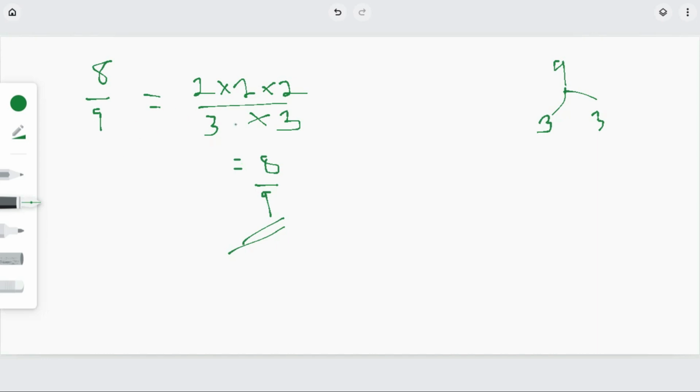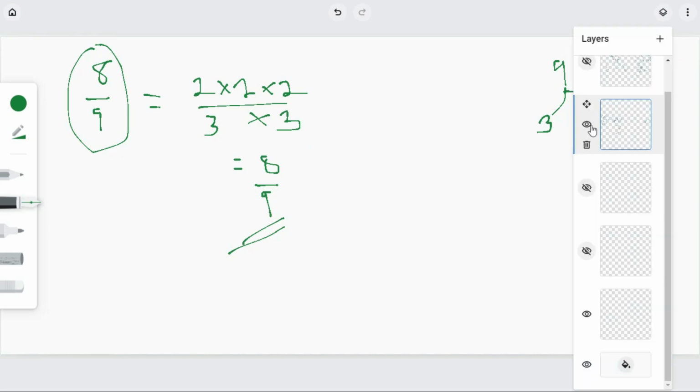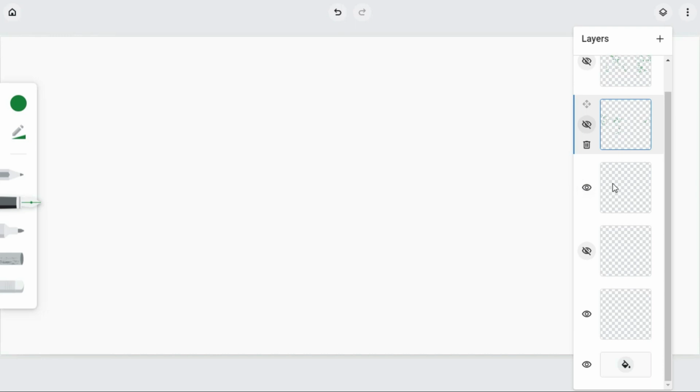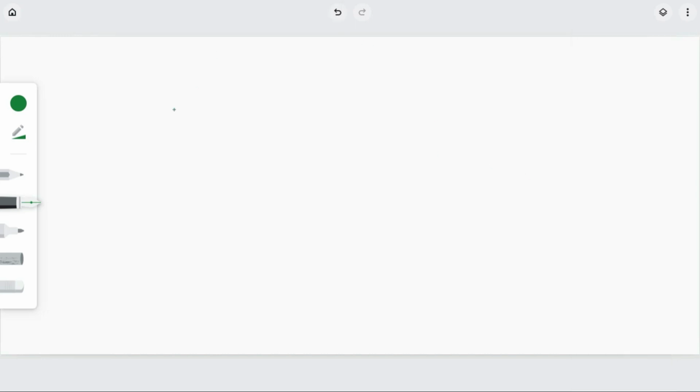Just know that since there's nothing you can cancel out from the numerator and denominator, the fraction is still the same as the fraction you started with here. So this is the lowest term. So let me do another example for you, because I want you to understand this better.